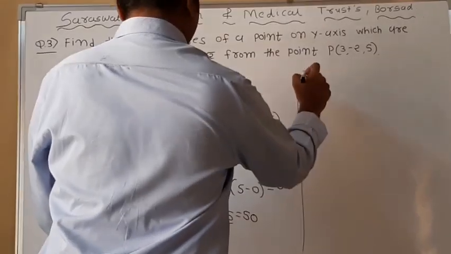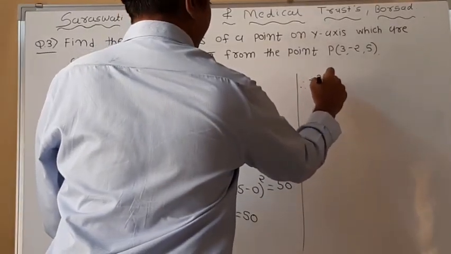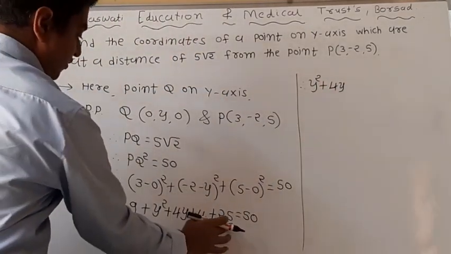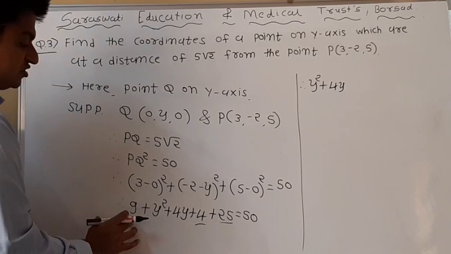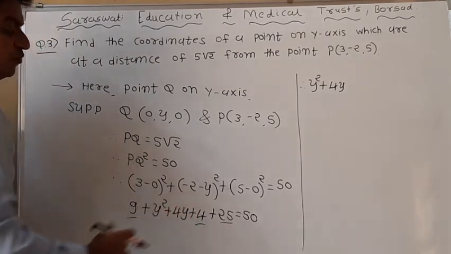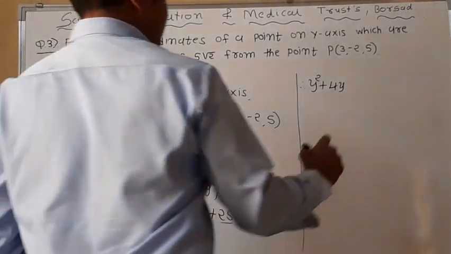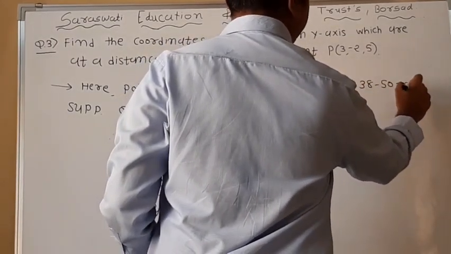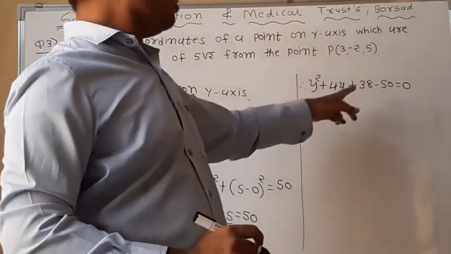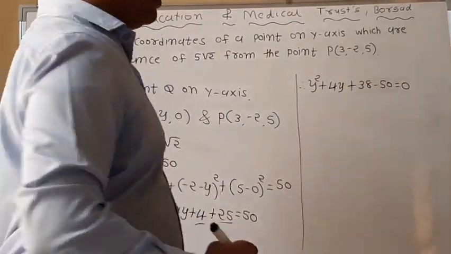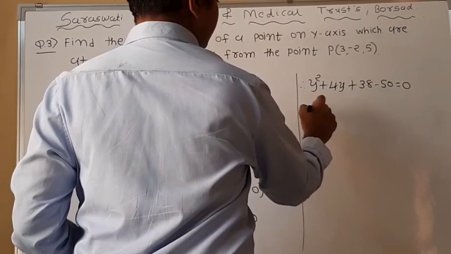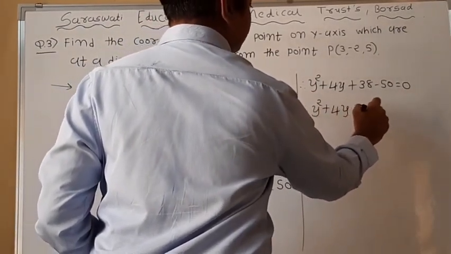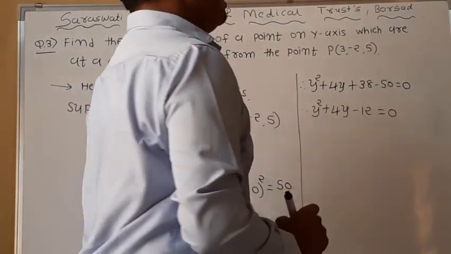So therefore we write y square plus 4y. 25 plus 9 means 34, 34 plus 4 means 38. So plus 38 minus 50 is equal to 0. 38 minus 50 means we get y square plus 4y minus 12 is equal to 0.